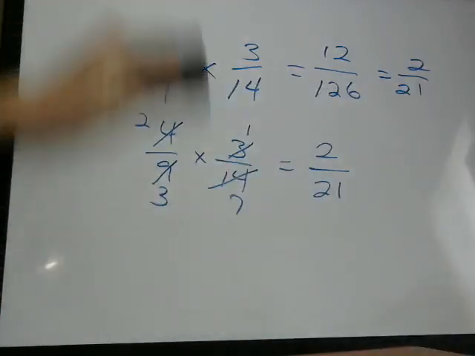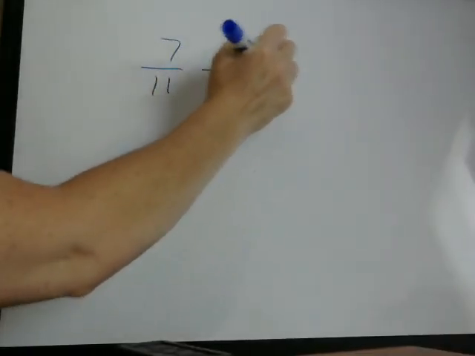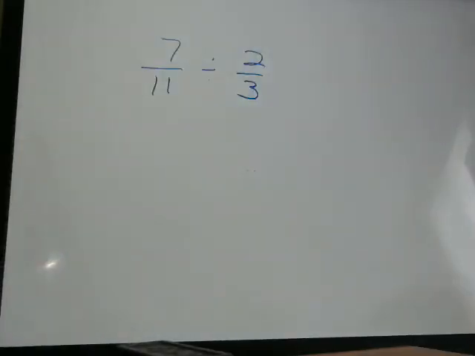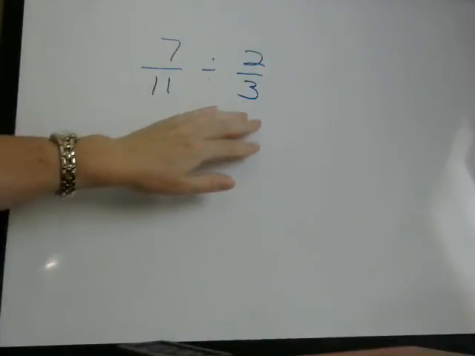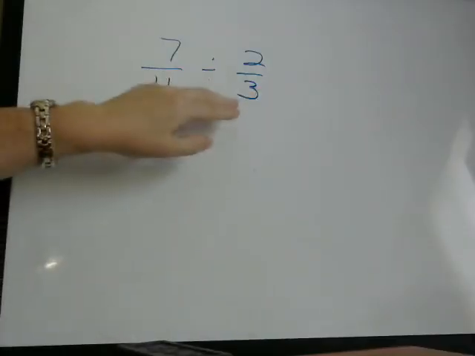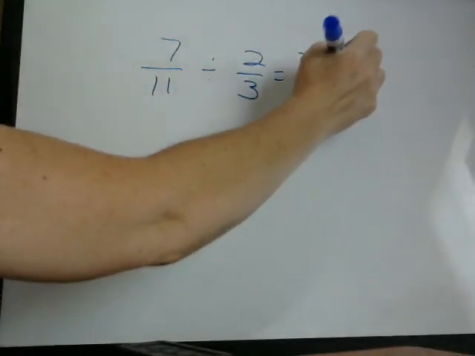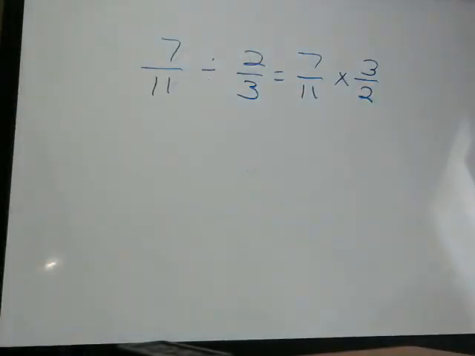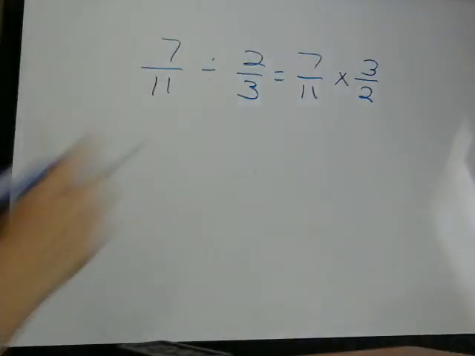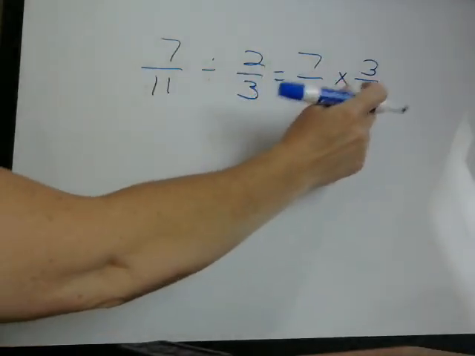For dividing fractions, if we have, for example, 7/11ths divided by 2/3, we do what we call invert and multiply. So whichever fraction you're dividing by, you're going to invert, which just means flip it upside down, and then you're going to multiply. So this becomes 7/11 times 3 over 2. We just inverted, swapped the numerator and denominator of what you're dividing by, and then we're going to multiply instead of divide. So now we have 7 over 11 times 3 over 2.